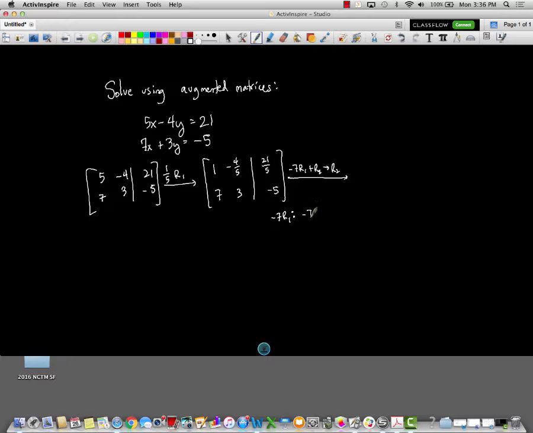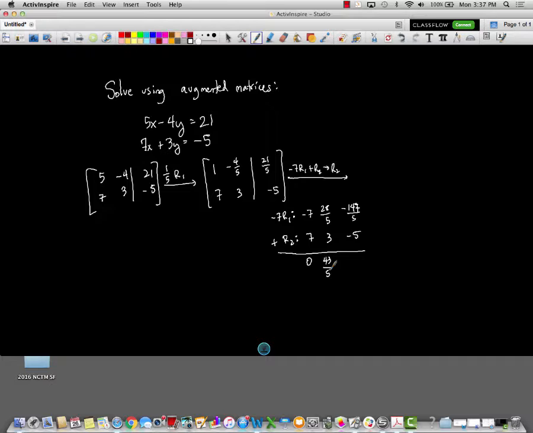So that will give me -7 here, positive 28/5 here, and -147 over 5. And then I'm going to add that to row 2. So when I add these, you obviously can use a calculator to help you with your arithmetic. So I'm going to get -7 plus 7, which is 0. 28/5 plus 3, which is, I think, 43/5.